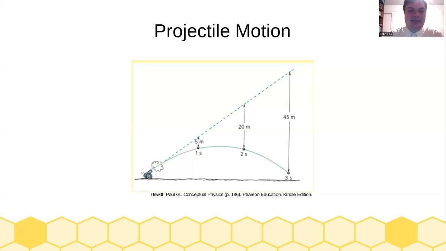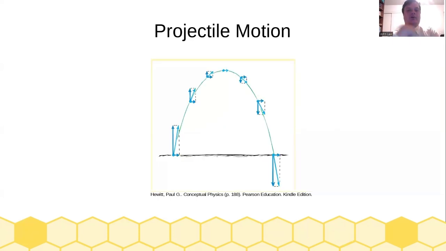So there's a distance of 5 meters after 1 second between the dashed line and the actual path of the parabola. And then there's a distance of 20 meters after 2 seconds and 45 meters after 3 seconds.